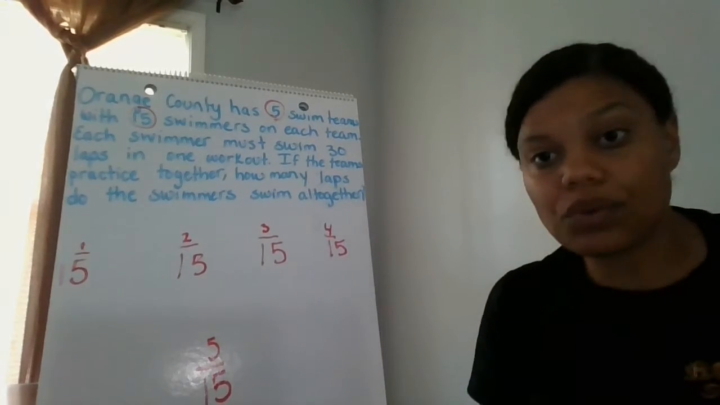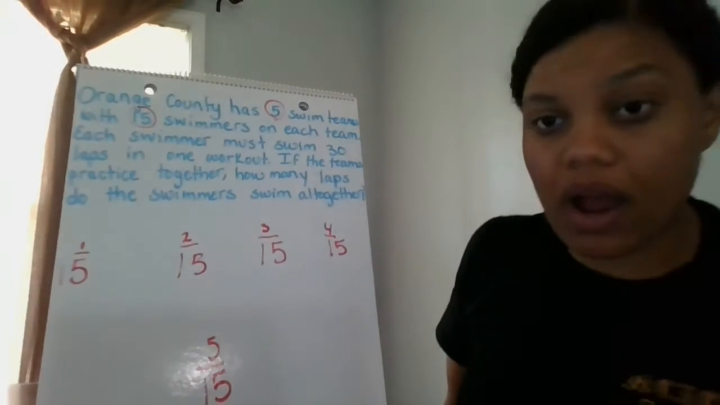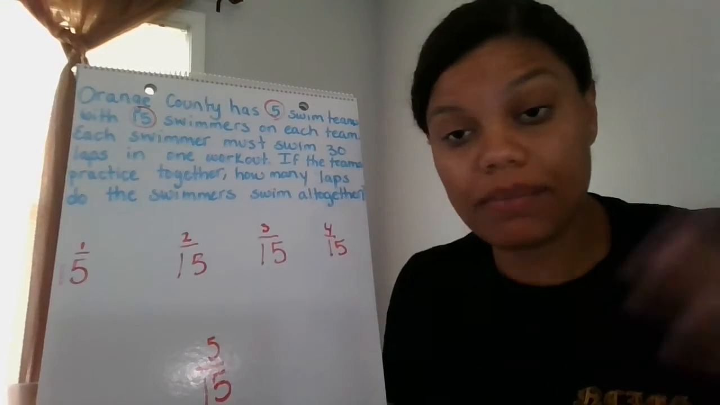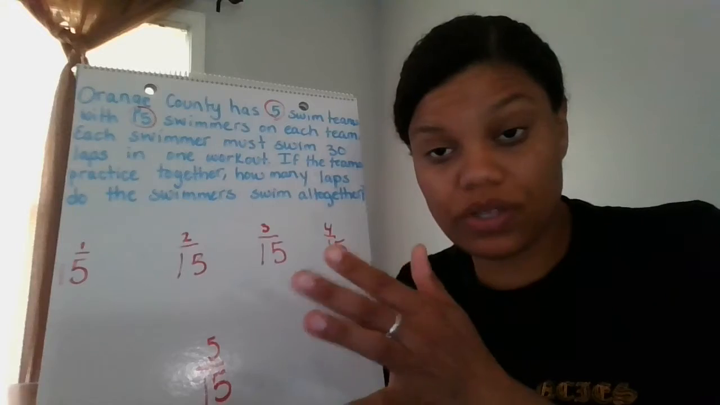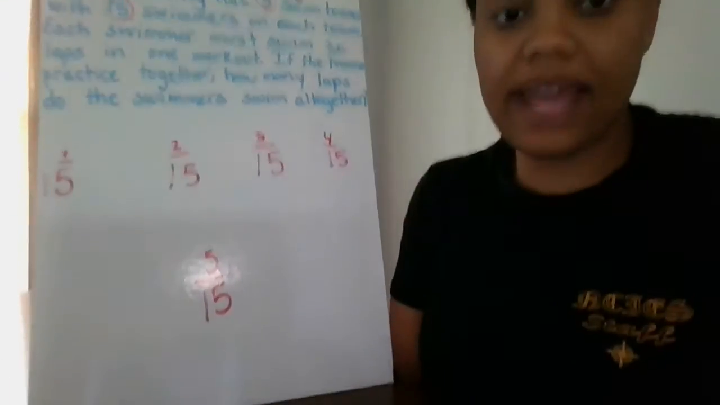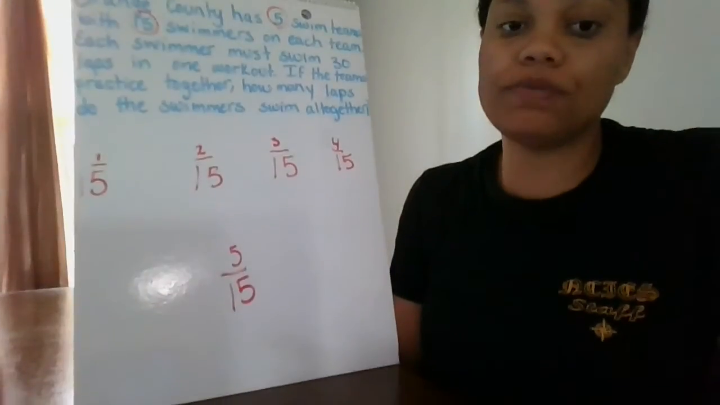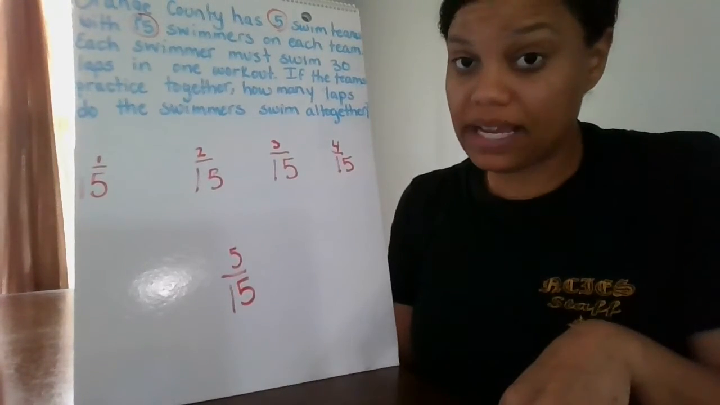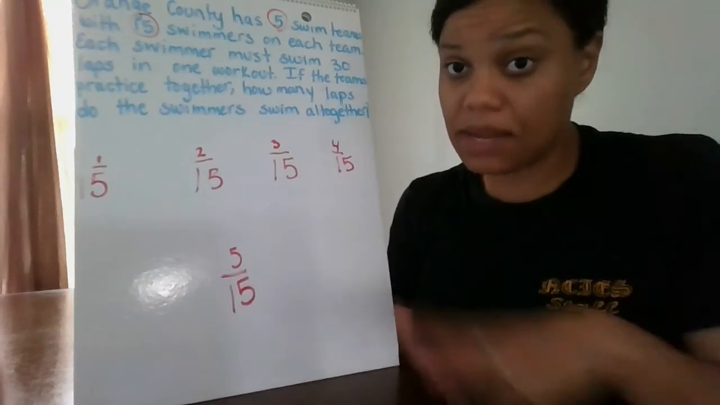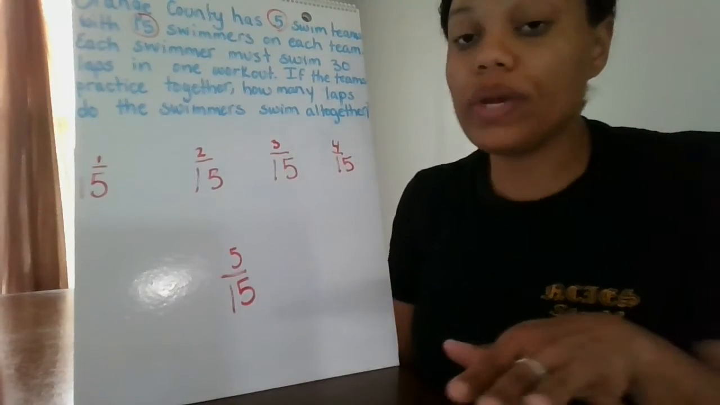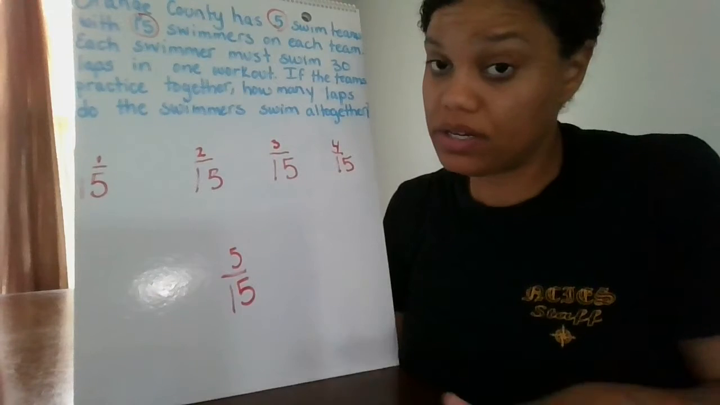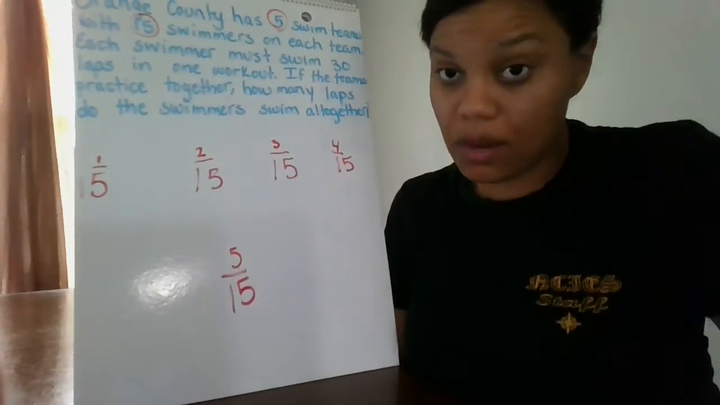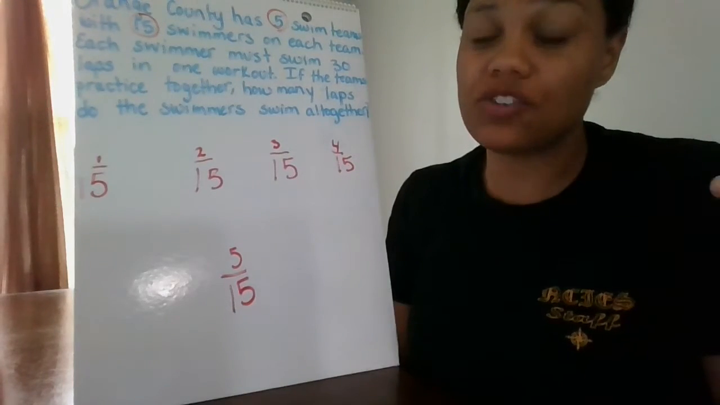Now, it also says each swimmer must do 30 laps in one workout. Now, this is where it's important because I would want to figure out first, how many swimmers are there all together? Then I can figure out, all these swimmers are doing 30 laps, and go from there. Now, I've got 5 groups of 15, so I can do a couple different things. We can do multiplication, which would be 15 times 5, or we can do repeated addition. Remember, repeated addition is a way to do multiplication. But since we are in the upper grades, let's go ahead and practice our multiplication skills.